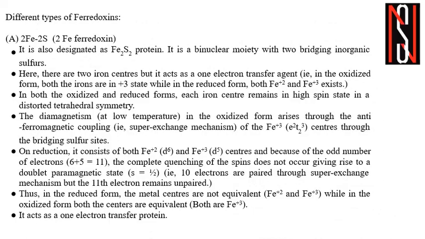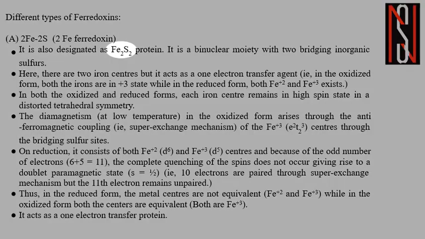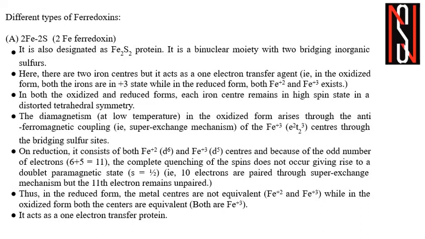Now we will learn the different types of ferredoxins, and we will mainly look into the main types. The first one is the 2Fe-2S, that is the 2-iron ferredoxin, also designated as the Fe2S2 protein. Fe2S2 protein means that two iron ions are present per protein molecule, whereas two sulfurs are present per protein molecule, and those two sulfurs are the inorganic sulfur. We are not commenting on the number of cysteinyl sulfurs; we are only designating the number of inorganic or labile sulfurs.